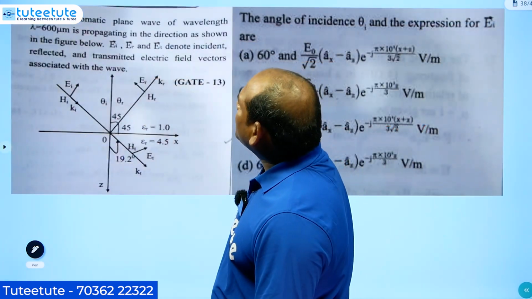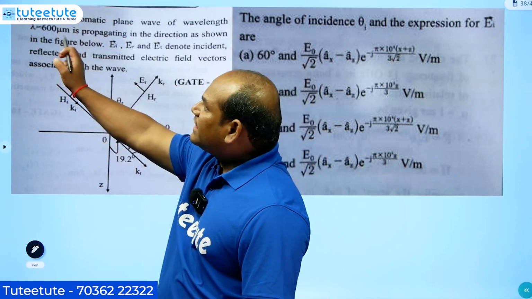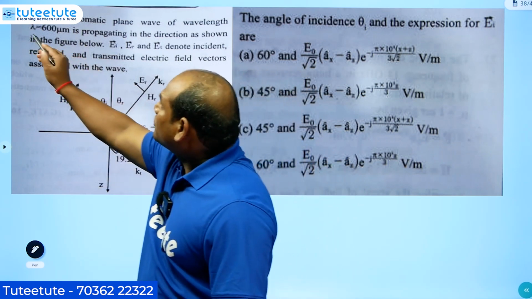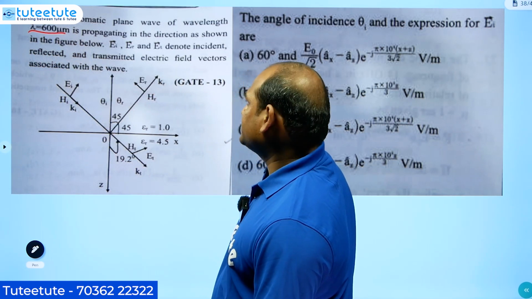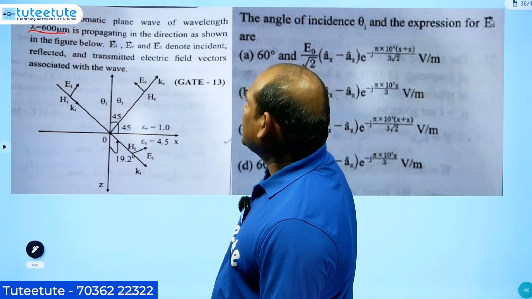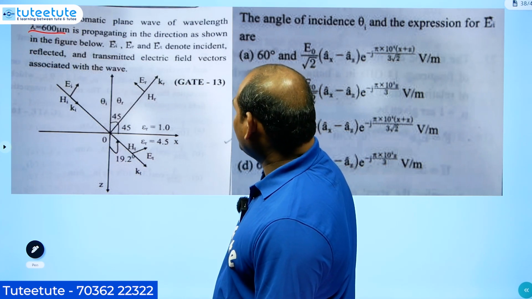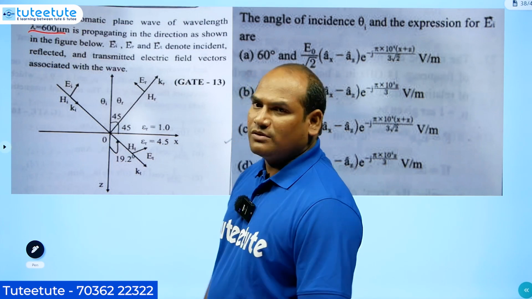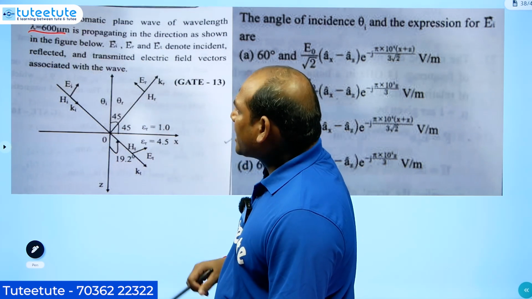A monochromatic plane wave of wavelength lambda equal to 600 micrometer is propagating in the direction as shown in the figure below. EI, ER, ET denote the incident, reflected and transmitted electric field vectors associated with the wave. This is the data related to the question, and this is the diagram they have given.